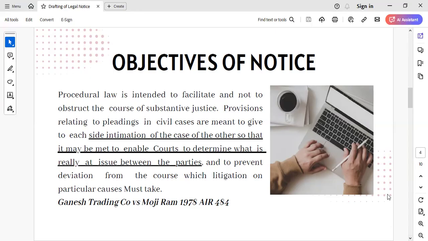Then, objectives of notice. Now, as the court, what is the objective? What is the goal of sending a notice? So please read.